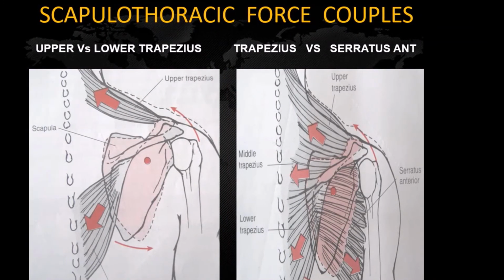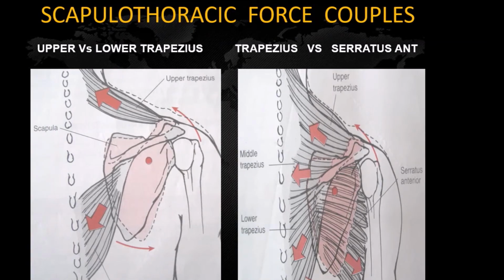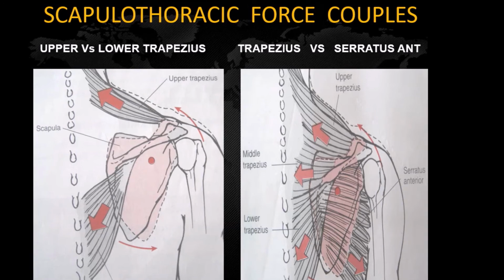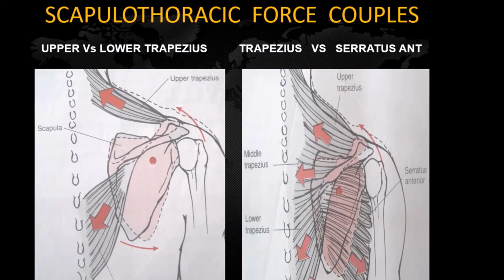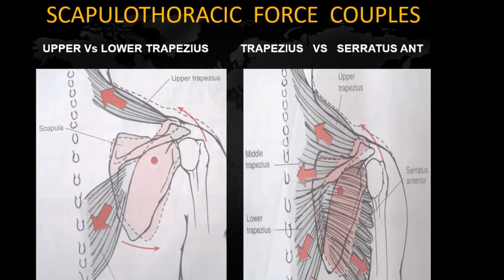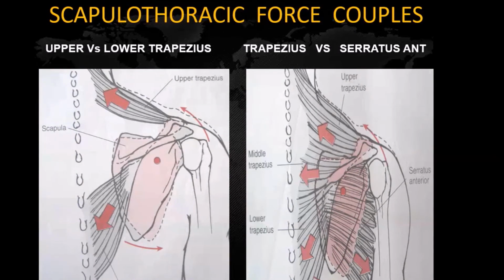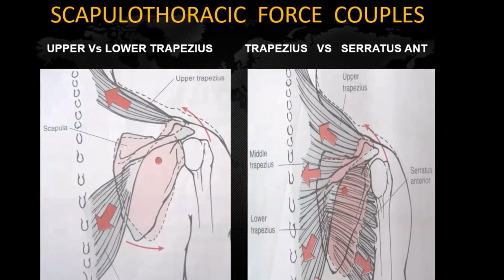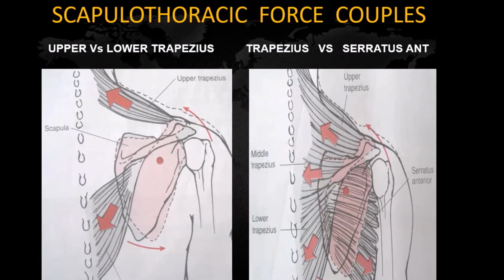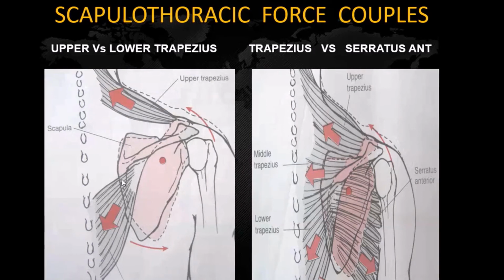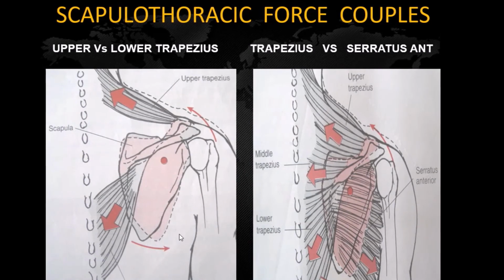So adduction and upward rotation are the common actions of both the upper and the lower trapezius, whereas the upper trapezius helps in elevating and the lower trapezius helps in depressing the scapula. So the force couple should be between the upper and the lower trapezius. That is, the elevating force of the upper trapezius should be compensated by the lower trapezius.